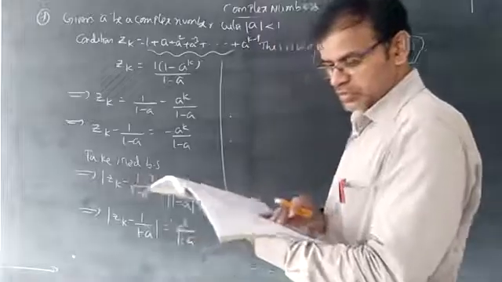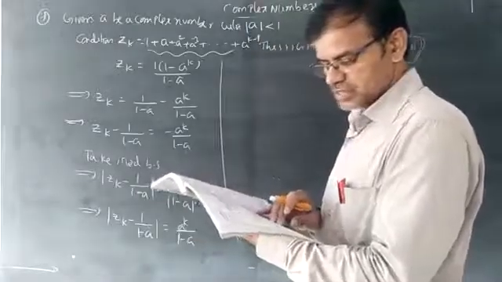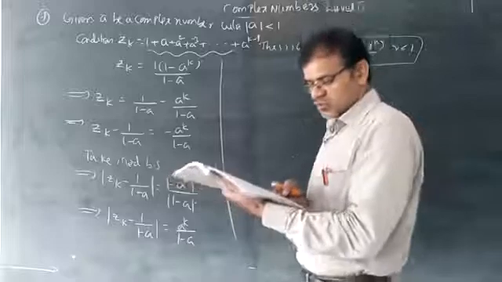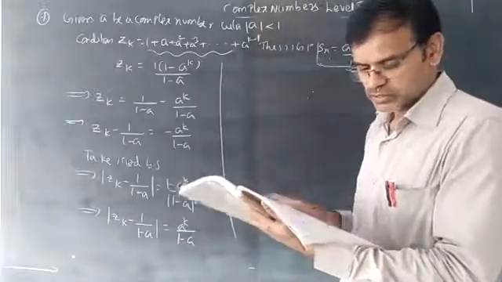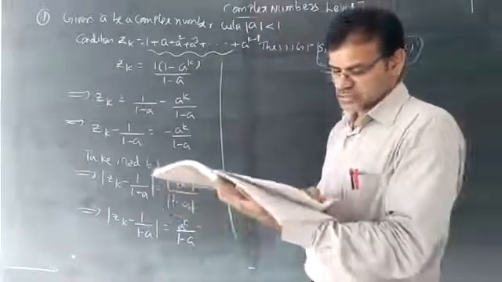He might have given A be a complex number such that mod A less than 1, Z1, Z2, Z3 are the vertices of polygons such that Zk is equal to 1 plus A plus A square plus so on. Let us see the question.